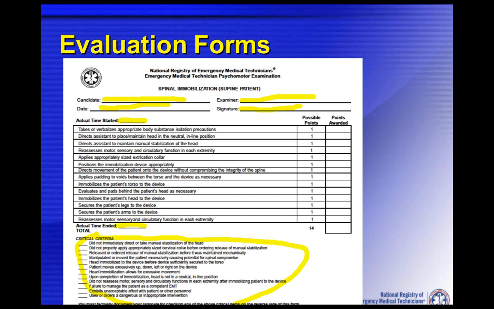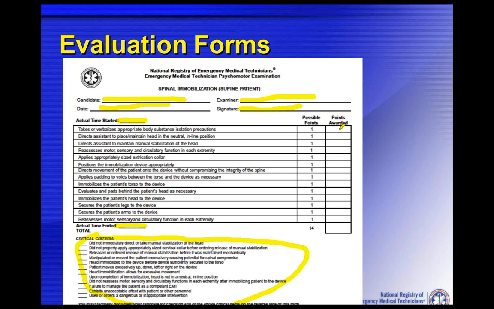So if there's time limits, we're going to observe and we're going to enforce the time limit. Say that the candidate is in the middle of a step when their time has run out. You need to let them complete that step and tell them that, okay, your time is up, and then put zeros in for everything else that they did not do.